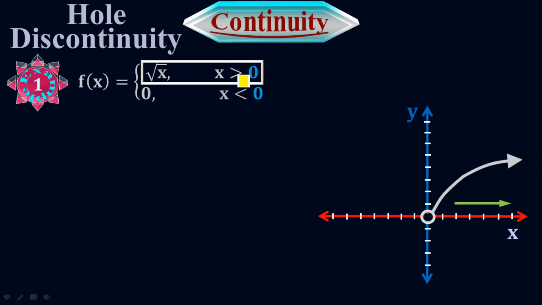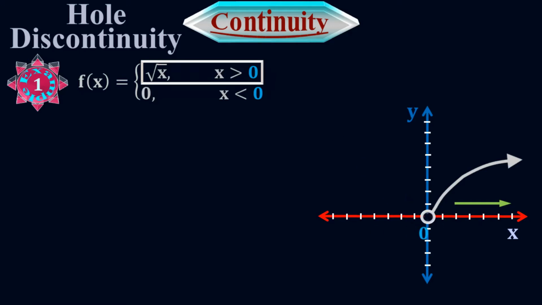But since there is no equality sign here, x is not equal to 0. So 0 has not been included. Therefore, I have an empty circle at the origin. The function is undefined exactly at 0. It is an empty circle. It is a free space.